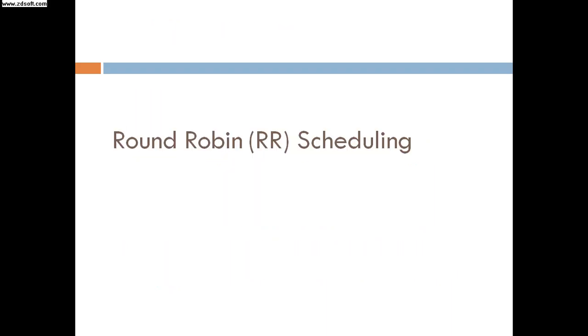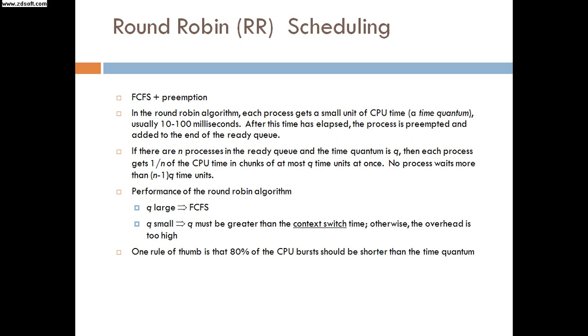The last algorithm is the round robin scheduling algorithm. Again, it is a special case of first come first serve. In the earlier discussion we presented FCFS as non-preemptive scheduling. With FCFS we are going to add the preemptive nature, and that comes under the round robin scheduling algorithm. Here each process will get a small unit of CPU time in a fair manner. This small unit of CPU time is called a time quantum. After this time has elapsed, the process is preempted from the CPU and added to the end of the ready queue.